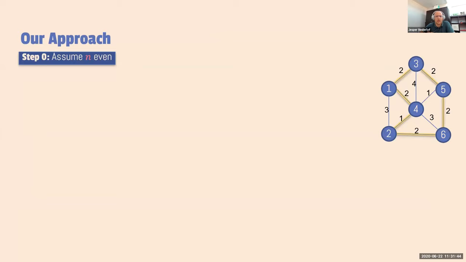Okay, so my second slide is about the approach. So let me just tell you a bit how it goes. So first, we assume that the number of integers is even.